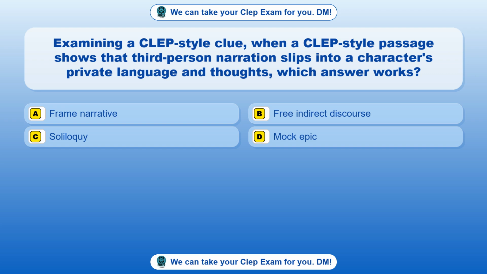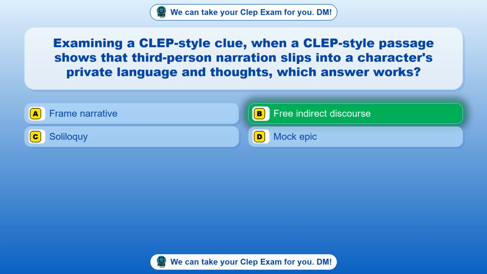Question 70. Examining a CLEP-style clue. When a CLEP-style passage shows that third-person narration slips into a character's private language and thoughts, which answer works? Option A, frame narrative. Option B, free indirect discourse. Option C, soliloquy. Option D, mock epic. The correct answer is option B, free indirect discourse.